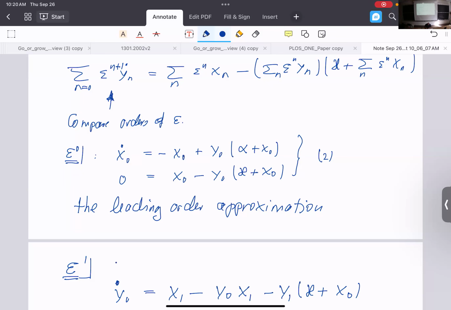And then for the other case, it's not visible now on the slides, but just write it down: minus x1 plus alpha y1.